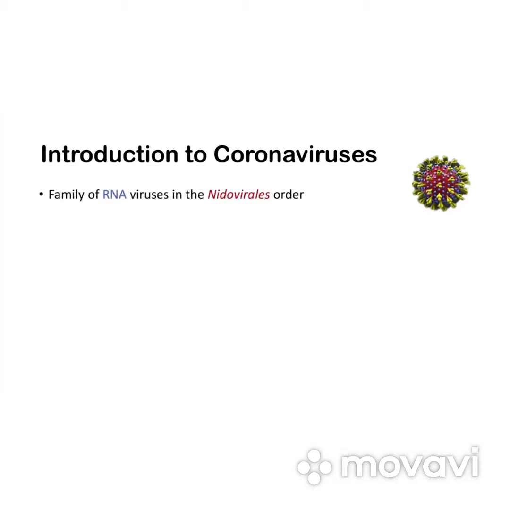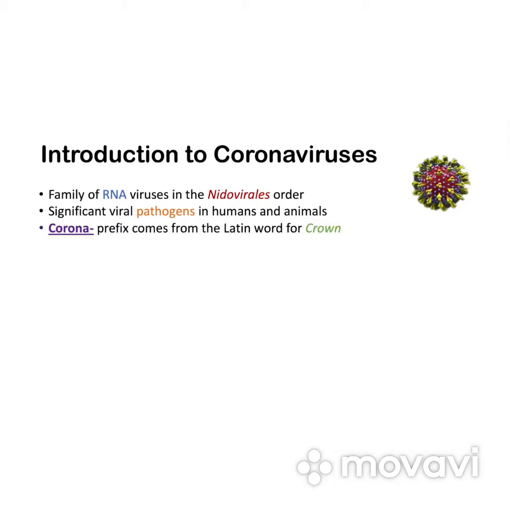So coronaviruses are a family of RNA viruses in the order known as Nidovirales. Coronaviruses are significant viral pathogens in both humans and animals. They can cause significant disease. And the word coronavirus, the prefix corona, comes from the Latin word for crown, and it's named for the crown-like appearance of the virus.